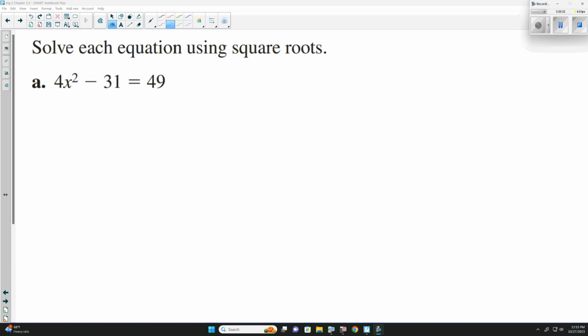So 4x squared minus 31 equals 49 is the last one we did. So back of the second page.